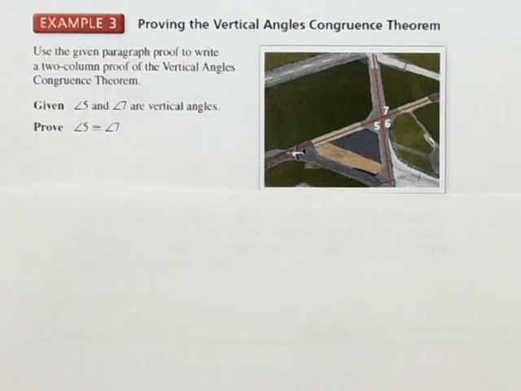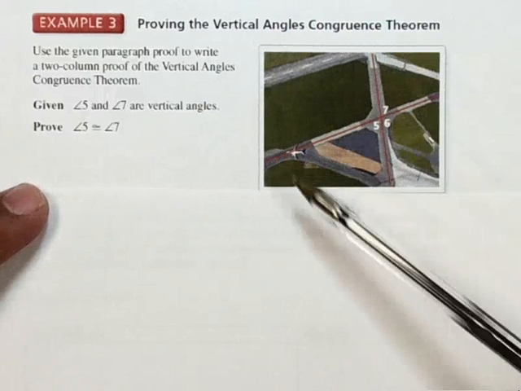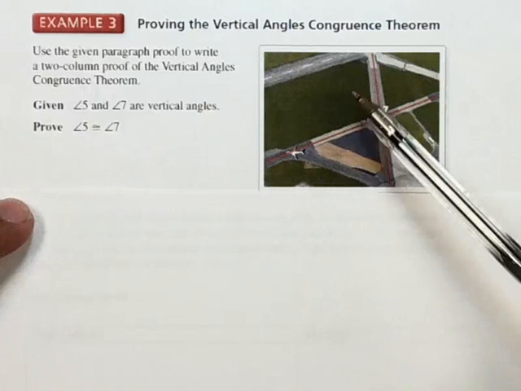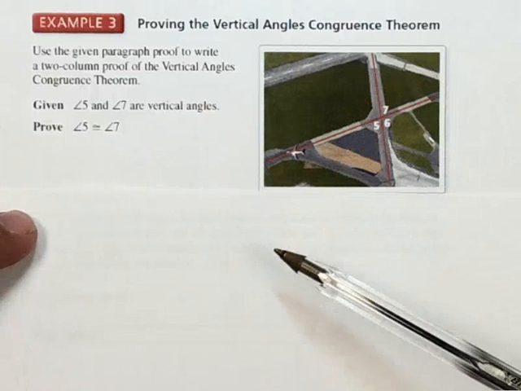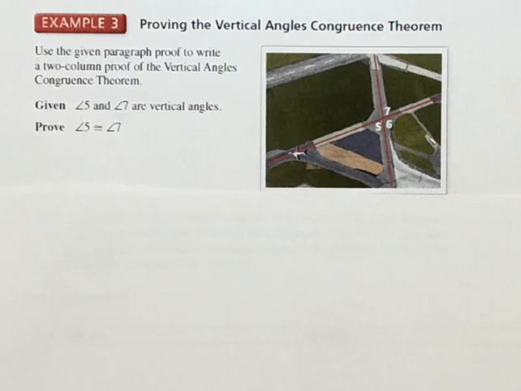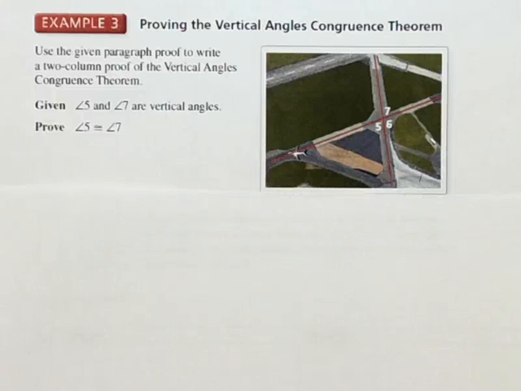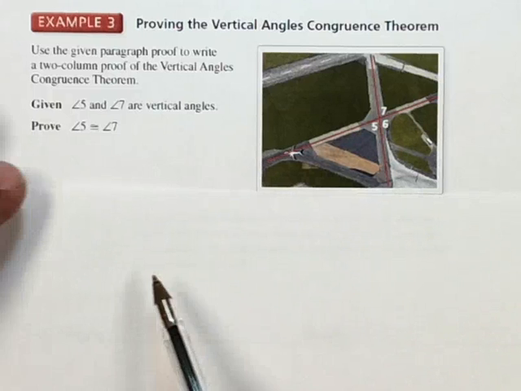All right, so real quick, next example, I'm going to give you the vertical angles congruence theorem. I'm giving you kind of a real-life example, and we're going to show you a paragraph proof just so you can see what it looks like. Again, if that's how your thought process works, if you write it out in sentences and that works for you, that's great. We can translate that into a two-column proof if you need to.